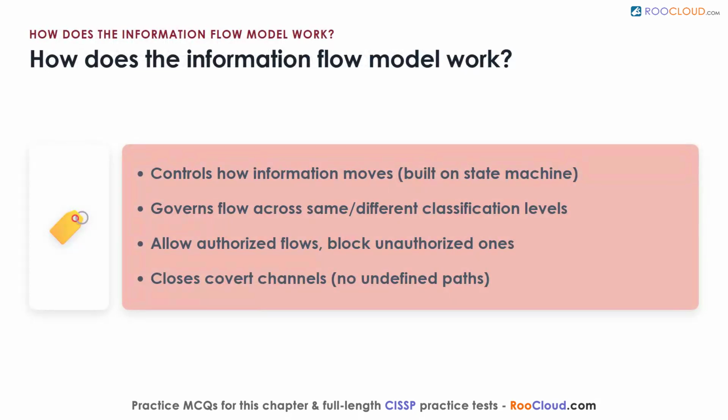How does the information flow model work? It focuses on controlling how information moves, and it is built on top of the state machine model. It governs flow between subjects and objects, whether they sit at the same classification level or different ones, which is why it underpins multi-level security. The rule is clean. Allow every authorized flow and block every unauthorized one. It also cares about the direction and type of flow, and it can even describe how one object transforms from an earlier state into a later one over time. Crucially, it closes off covert channels by forbidding any flow path that was not explicitly defined. Think of a building's plumbing, where water may travel only through approved pipes and never seep through the walls.